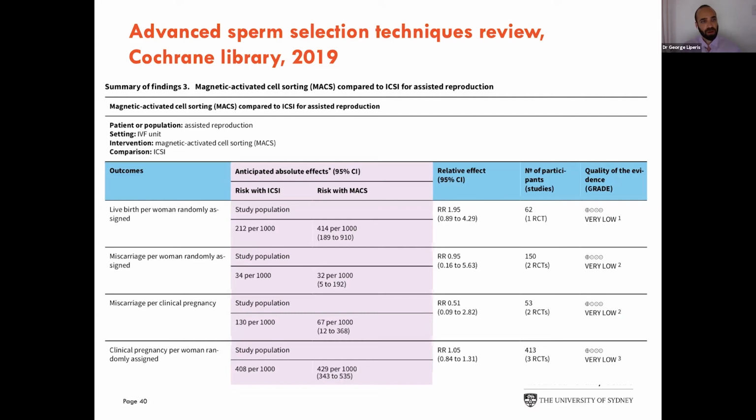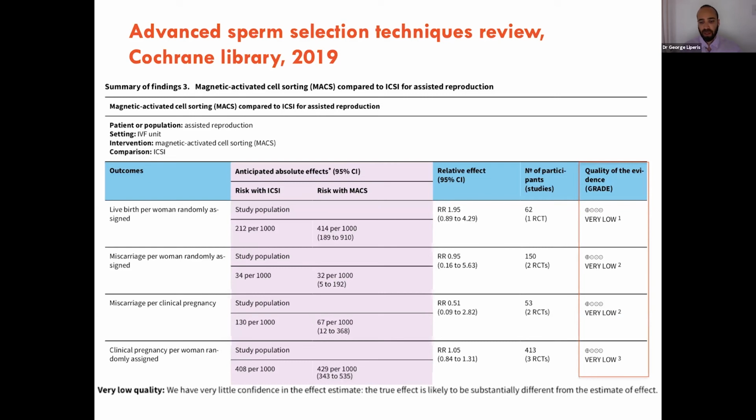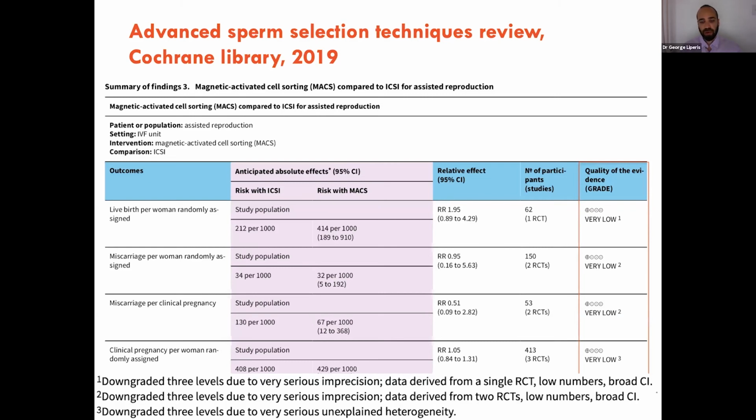When MACS sorting was compared against ICSI, once again there was no difference in the clinical outcomes, and the quality of the evidence was also very low. Again, low numbers, only 2 randomized controlled trials, imprecision, and unexplained heterogeneity between the participants.